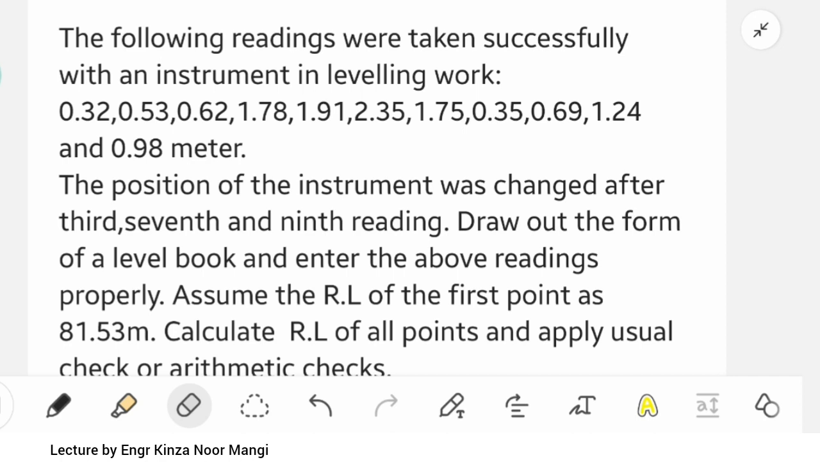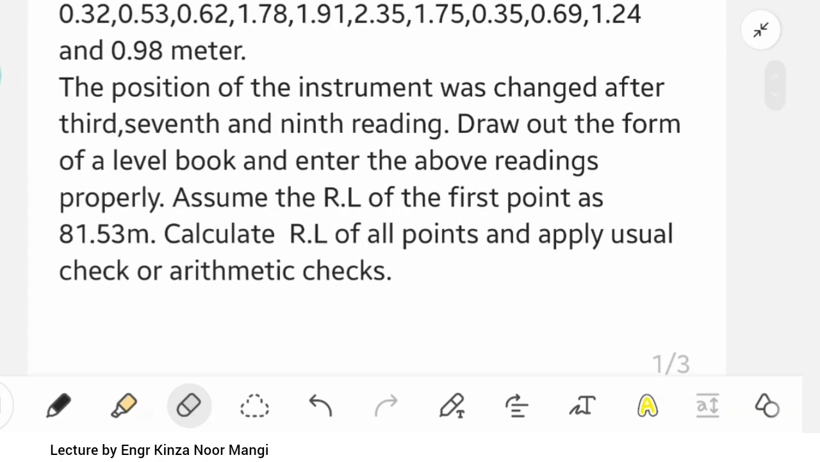Today we are going to learn about the rise and fall method. The numerical statement is that the following readings were taken successively with an instrument in leveling work: 0.32, 0.53, 0.62, 1.78, 1.91, 2.35, 1.75, 0.35, 0.69, 1.24 and 0.98 meters.